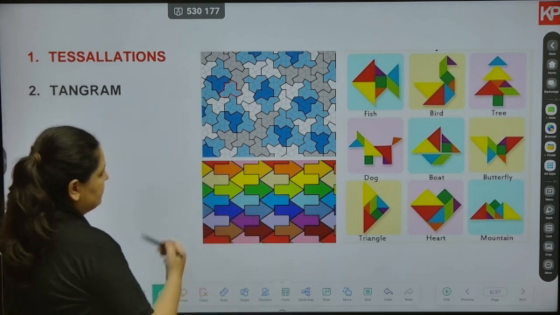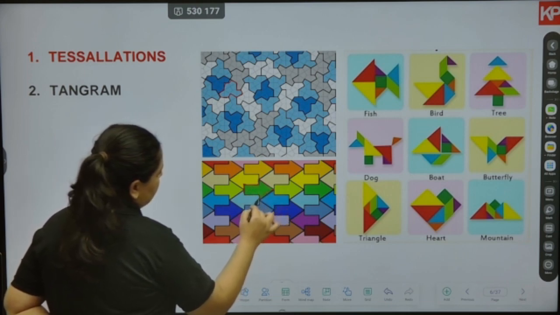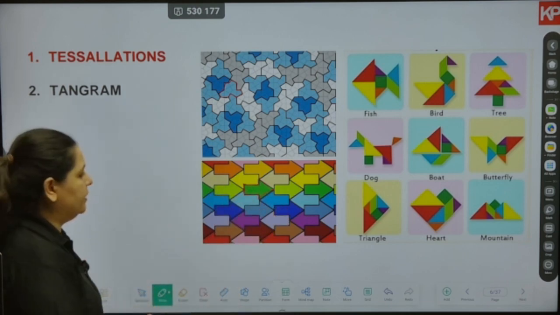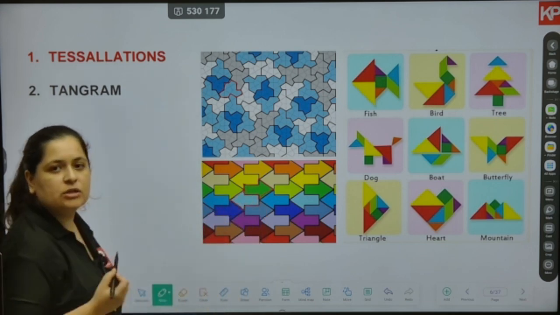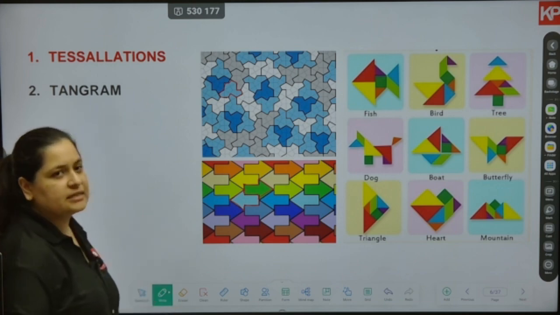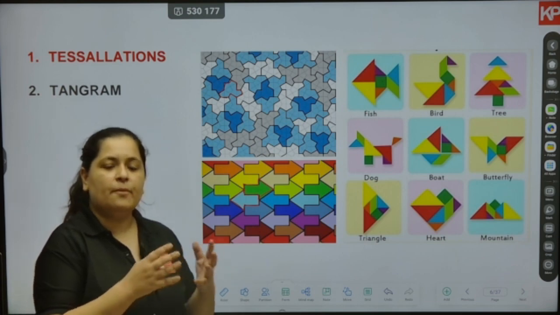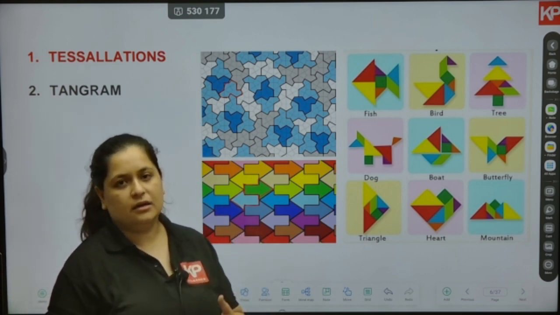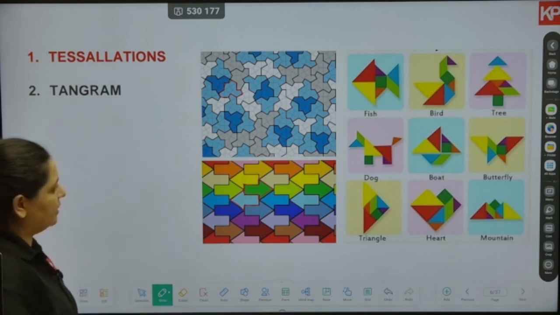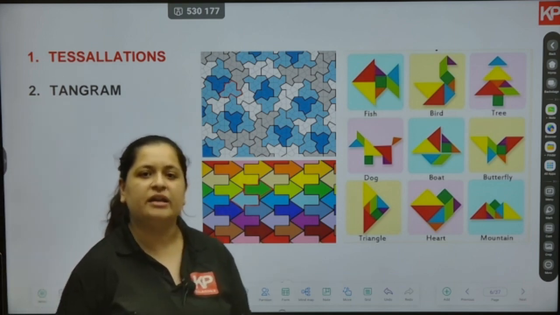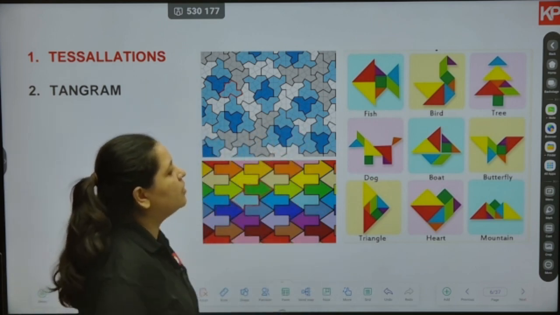For example, in this case this arrow shape looks like this, and then it is rotated 180 degrees to fit into it, and the other shape looks like this. This is also one of the examples of tessellation. Others can be where you are tessellating more than one object, for example a pair of square and triangle. Even that will come under tessellation. Now what is tangram? Basically, one square is divided into 7 parts, and with the help of these parts you can make n number of objects.